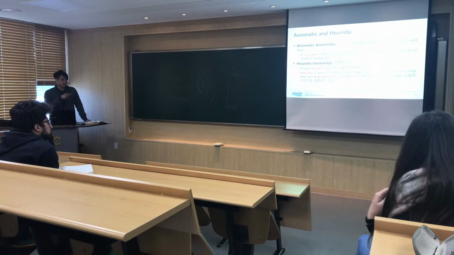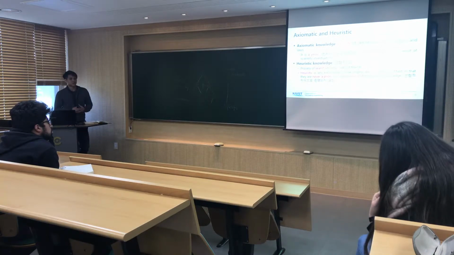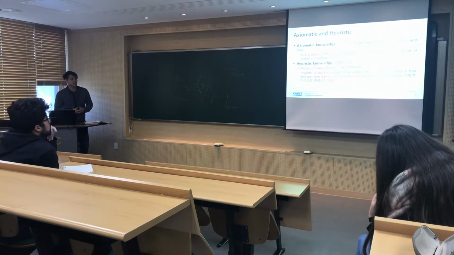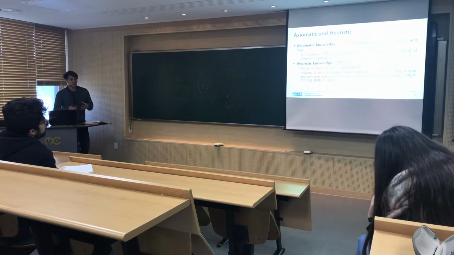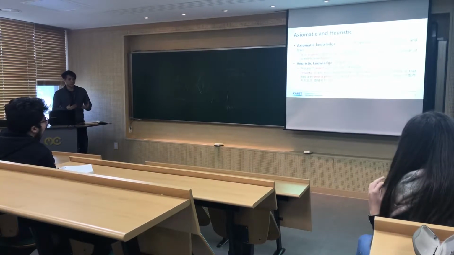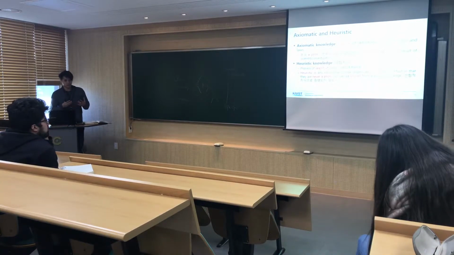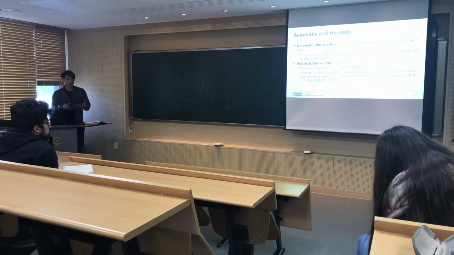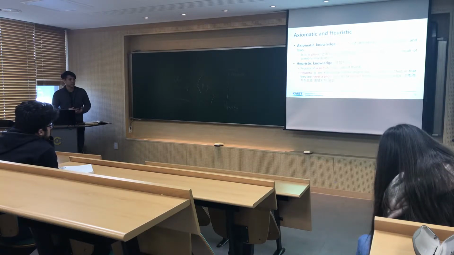Axiomatic and heuristic: axiomatic knowledge consists of definitions, axioms, and laws. It's basically a result of scientific investigation. They have been proven, studied, and researched, so they're solid laws. For example, beam theory is pretty solid. It's been researched for over 50, 60 years, and it's basically a law.